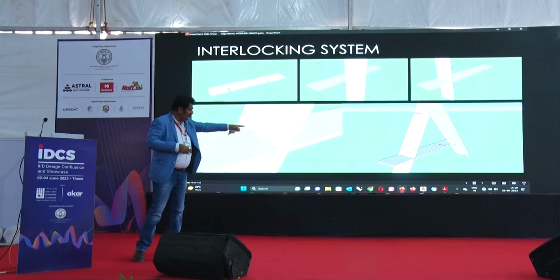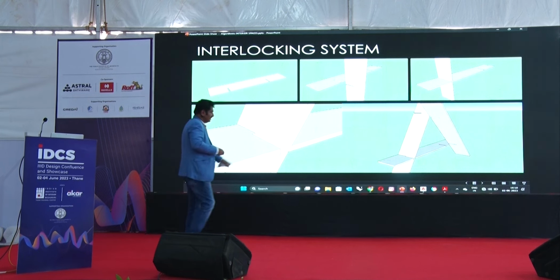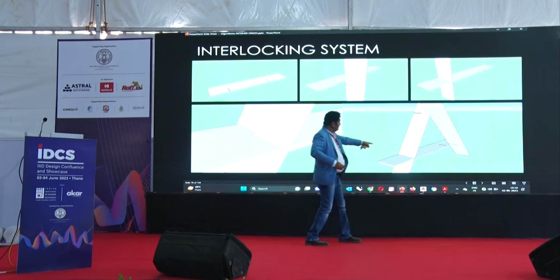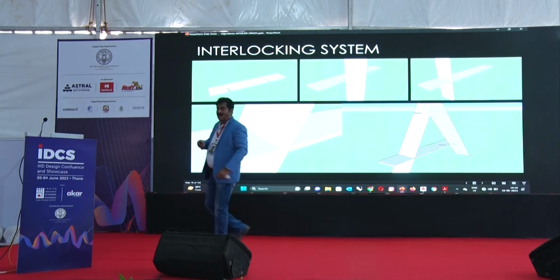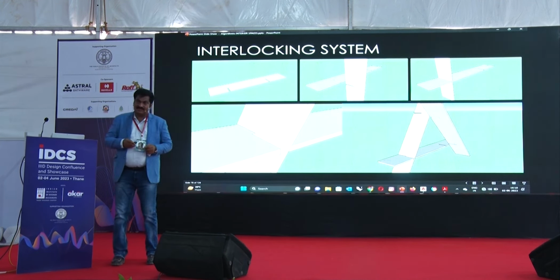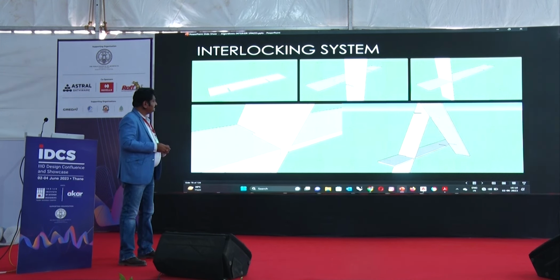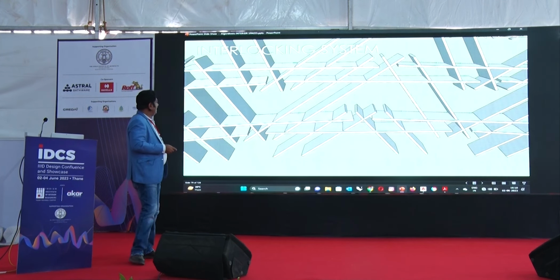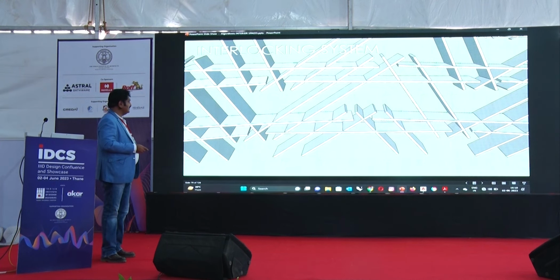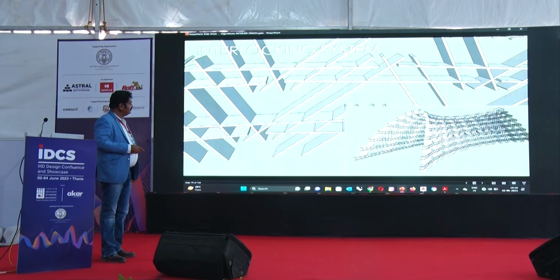Once I insert the plank with one slot, if the other slot is not matching, see here, if I insert the plank like this, these slots are not matching. So this kind of situation. I had to do different iterations to avoid this kind of situation. And this is how the interlocking system works, a complex interlocking system.